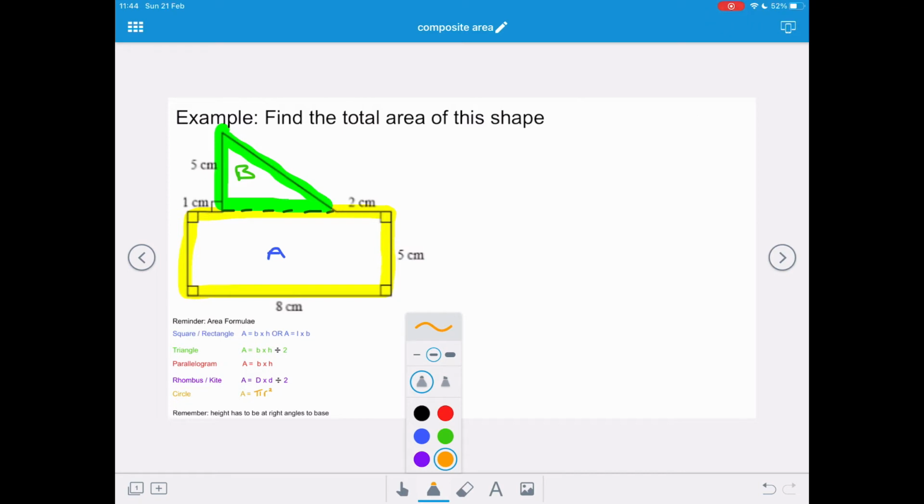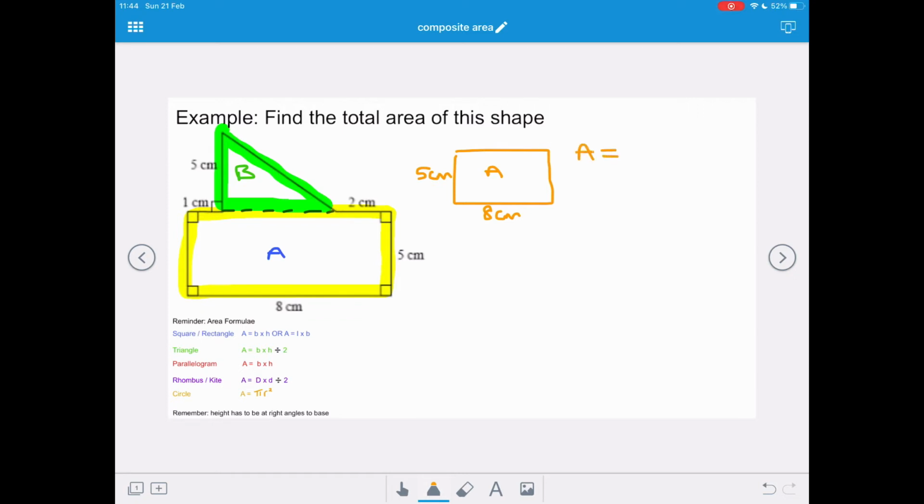So let's sketch rectangle A and put on the dimensions. So we've said that the base is 8 centimeters and the height is 5 centimeters. We're going to write our formula A equals B times H, and that's going to equal 8 multiplied by 5, giving us an area for A of 40 squared centimeters.